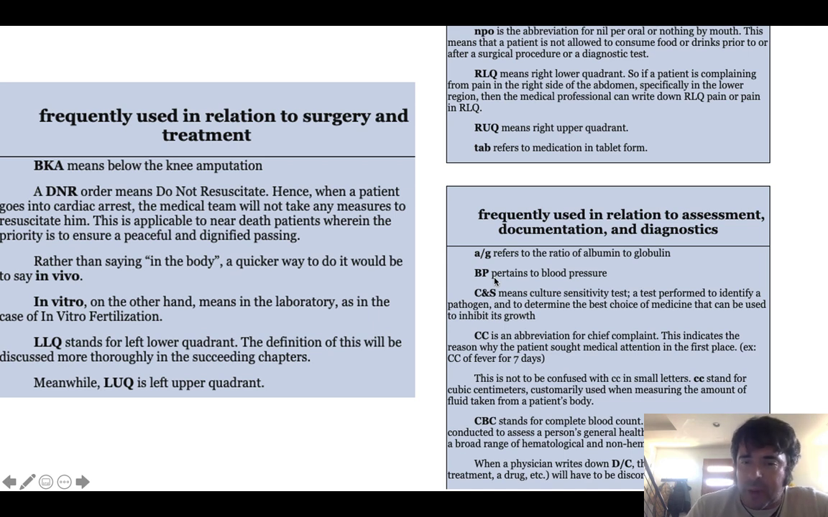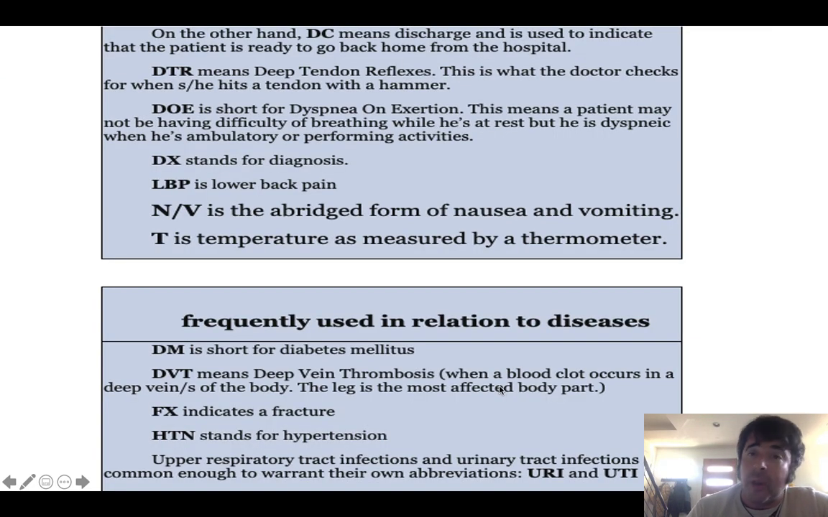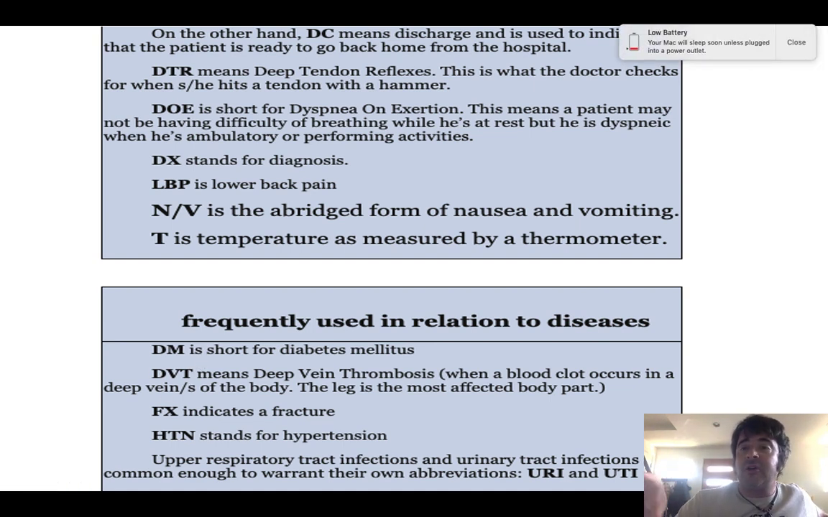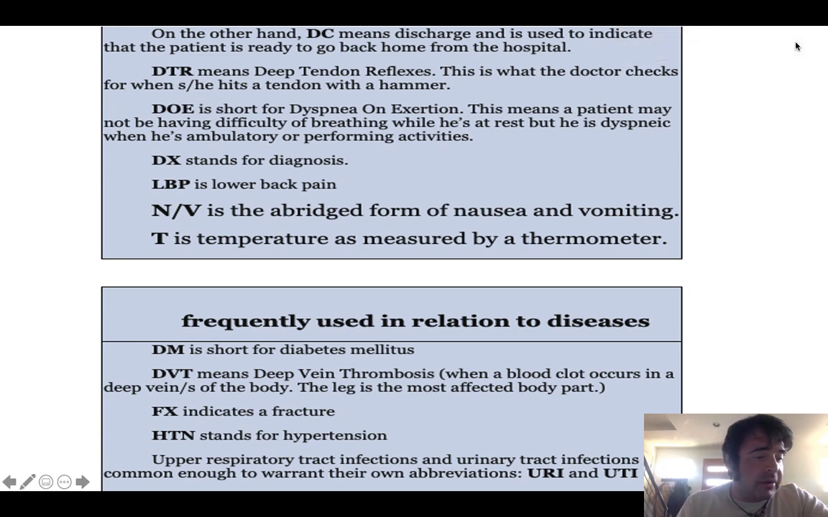CC is chief complaint, BP is blood pressure, C and S means culture and sensitivity test, CBC means complete blood count, DWBC means differential white blood cell count, DX stands for diagnosis, T for temperature, DM for diabetes mellitus, DVT for deep vein thrombosis. These are just medical terms that are used all the time. And because you don't want to have to write that out every time, if you have a patient with a DVT, you don't want to write deep vein thrombosis 45 times in clinical settings, you can just use the abbreviation.